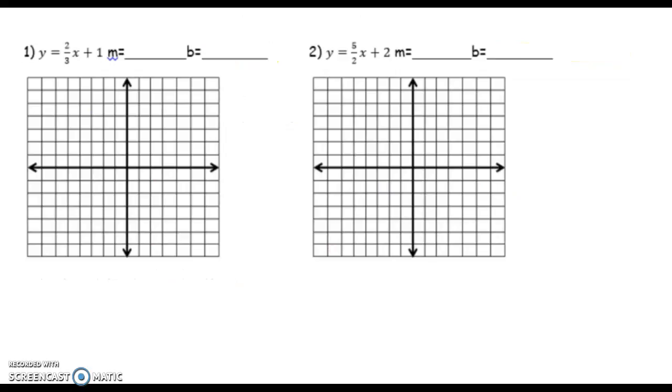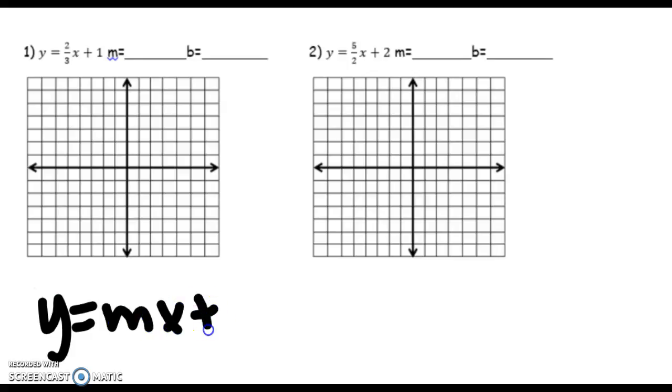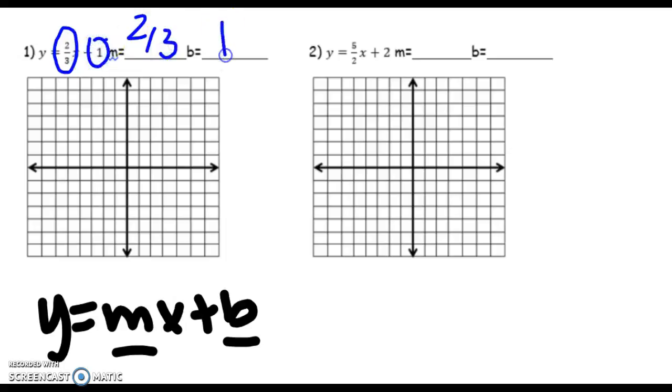So I know that my slope-intercept form is y equals mx plus b. What I need to find is my m and my b. In this case, my m is 2/3, so go ahead and write that on the line. And my b is 1, which means this is my y-intercept. So I find my y-axis, and I go to 1 and plot my point right there.